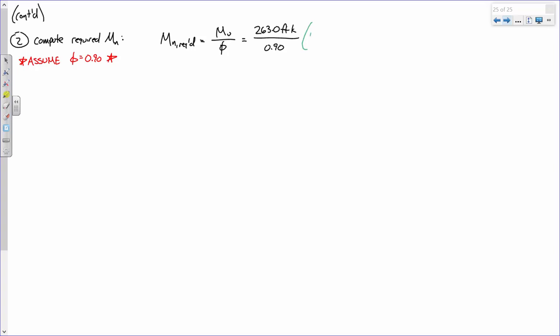Alright. So step two. We know how much the section needs to hold up, so we now compute its required M_n. All we're doing here is dividing out phi. The reason we make this a unique step is because in order to do this, we must assume phi is 0.9. So M_n required is 263.0 foot-kips divided by 0.9 and then multiplied by 12 inches per foot, because I'm going to want my answer in inch-kips for what comes next.